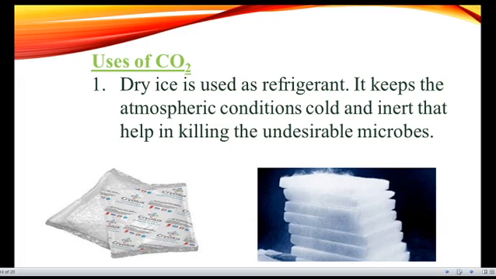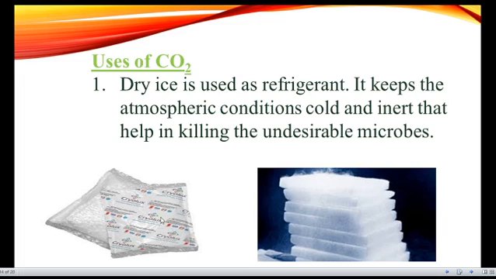So it keeps the atmospheric conditions cold and it is inert. That means it helps in killing the undesirable microbes. So you can see the packets in the food items and also in some packaging materials. So they'll have this package.